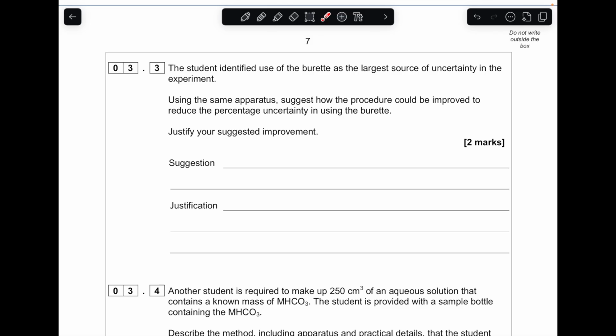Moving on to part 3, where we've got to come up with a suggestion to reduce the percentage uncertainty in the burette. So if you remember from the titers, it was pretty low, it was 9.7 cm³. So if we can make that bigger, we're going to reduce the percentage uncertainty.